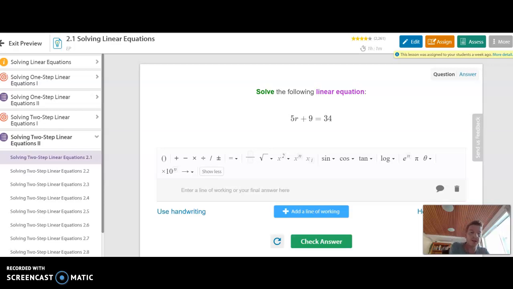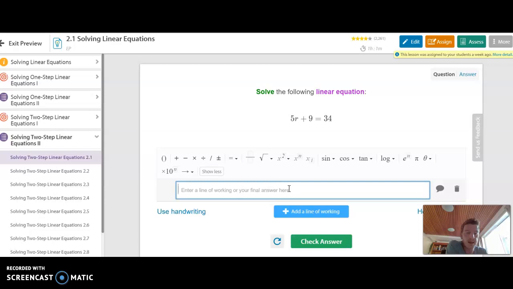So with a linear equation, we always have one variable. If you look at the screen, you can see r is our current variable there. So we know that 5r plus 9 equals 34. And because we're solving, we're trying to find what value r is in this case. So we know that 5 times something plus 9 equals 34. And what we're going to do is solve this one step at a time by undoing.